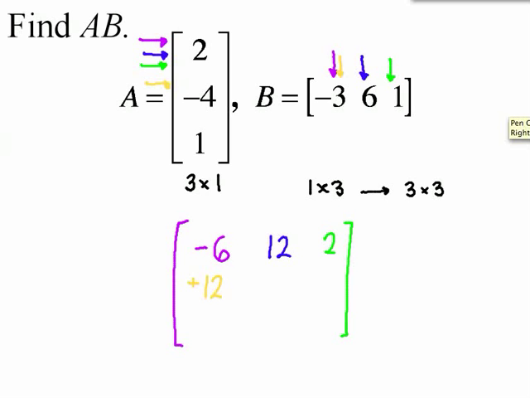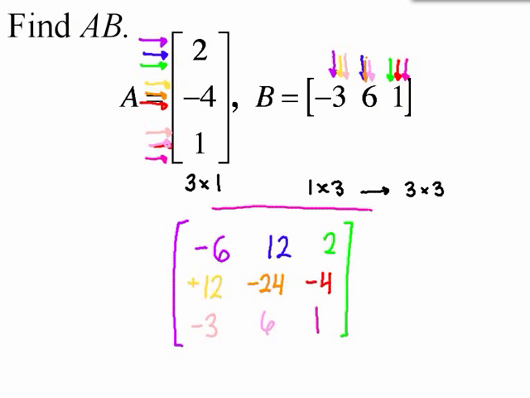Okay. Then on my next one, row 2, column 2, what do you get? Negative 24. Then on my next one, I'm going to get negative 4 times 1, which is negative 4. Okay, let's go ahead and look at row 3. Row 3, column 1, what do you get? Negative 3. Next one, I'm going to get 1 times 6, which is 6. And last but not least, I'm going to get 1 times 1, which is 1. There you go. That is your final answer.